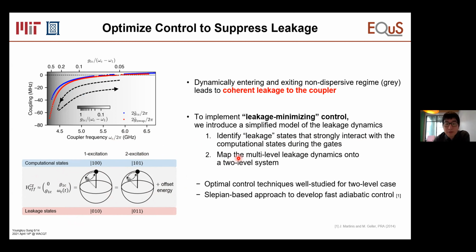And such a mapping of the multi-level leakage dynamics onto a two-level system is quite useful, because optimal control techniques are well studied for the two-level case. And in this work, we use the Slepian-based approach, as shown in this paper, to develop fast adiabatic control within this effective two-level system.